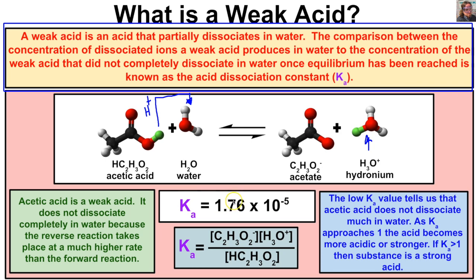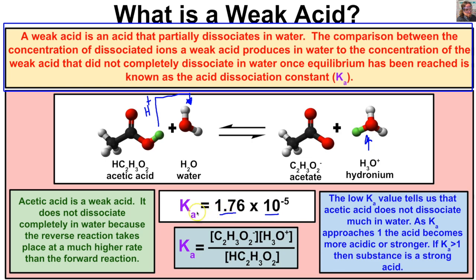And we can refer to a table in a book or on the internet and find the Ka value, or the acid dissociation constant, or the equilibrium constant for various weak acids. If we take a look at acetic acid, the Ka value is 1.76 times 10 to the negative fifth. And so it says right here, the low Ka value tells us that the acetic acid does not dissociate much in water. This is a very small number, so it doesn't dissociate much in water. And as Ka approaches 1, the acid becomes more acidic or stronger. And if Ka is greater than 1, then the substance is going to be a strong acid.